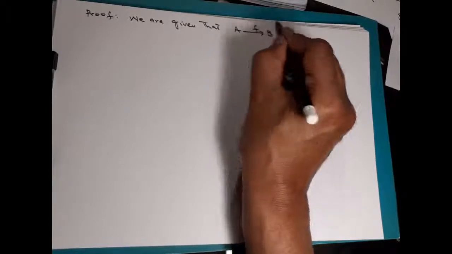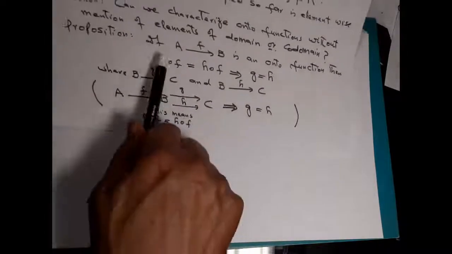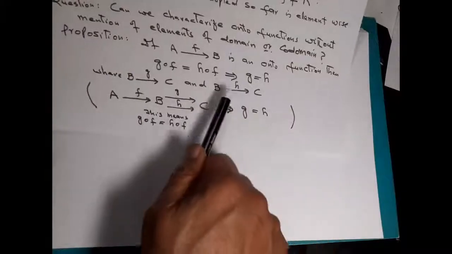We are given that this function F is onto, that is, the function F with domain A and codomain B is onto. So this is what we have been given. Now we have to prove that if G circle F is equal to H circle F, then G is equal to H. If this happens, then this happens. So we suppose that this happens.